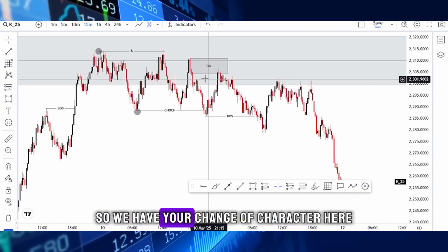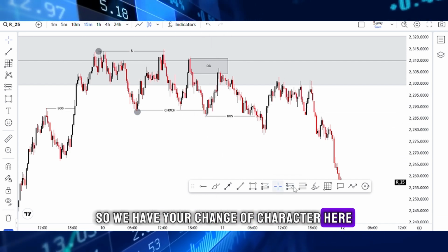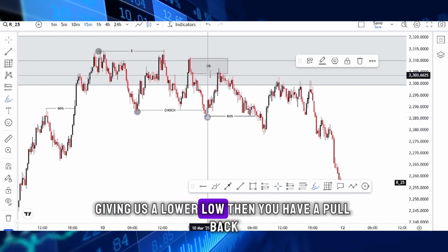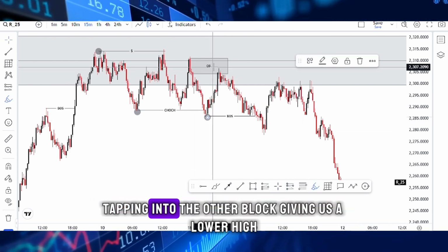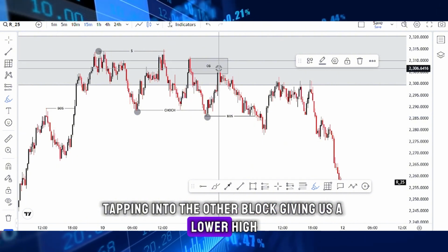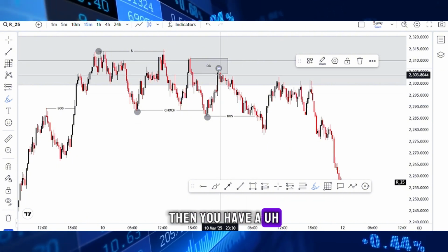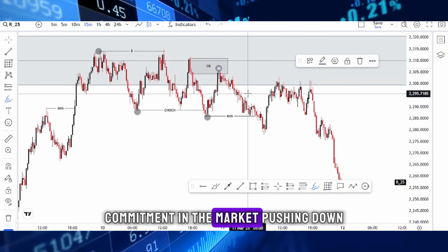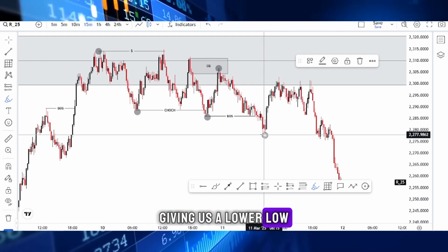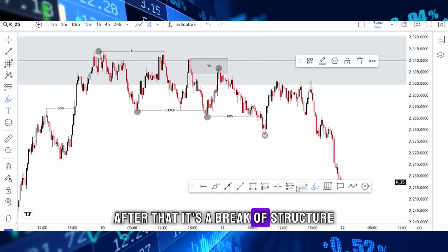So we have your change of character here, giving us a lower low. Then you have a pullback tapping into the order block, giving us a lower high. Then you have a commitment in the markets pushing down, giving us a lower low. After that, it's a break of structure.